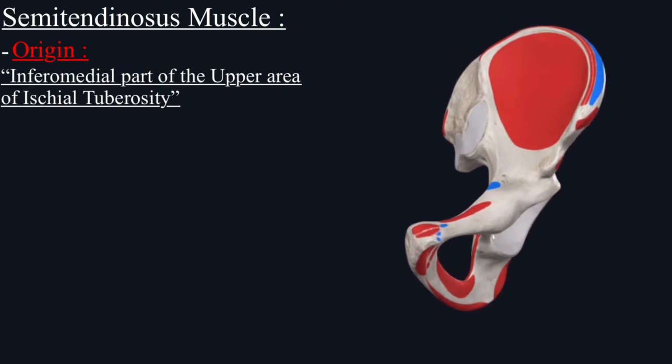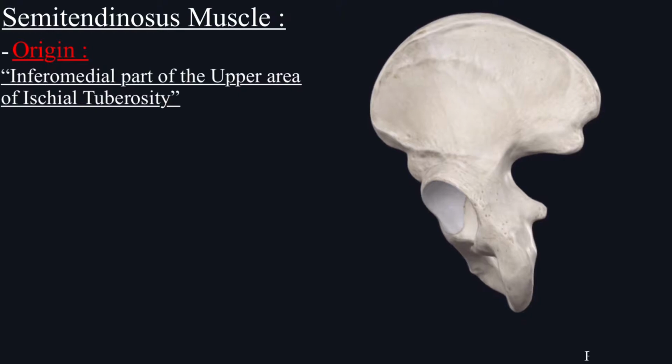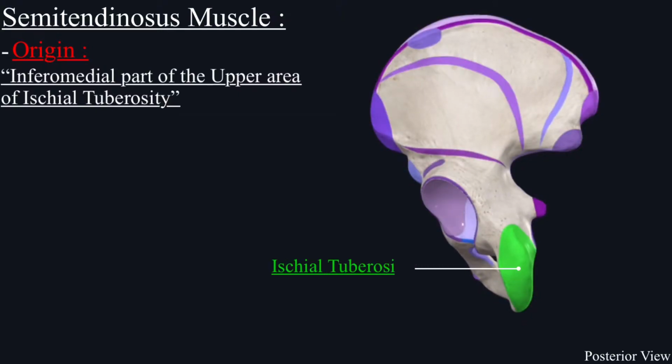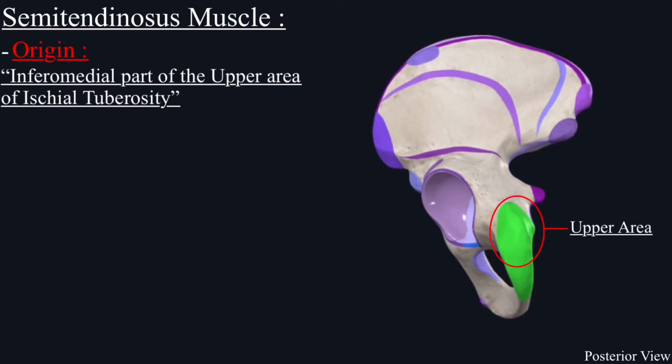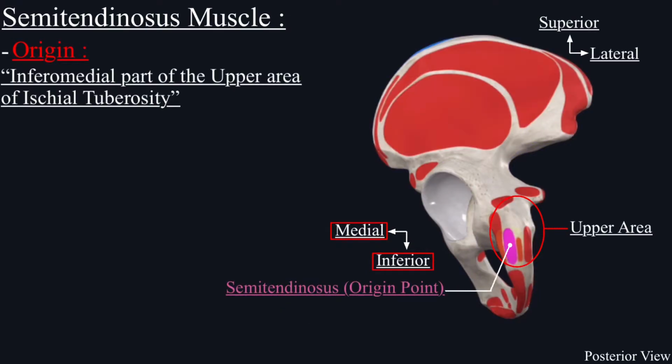This is an isolated hip bone in posterior view. This is the ischial tuberosity. This is the upper area of the ischial tuberosity, and below is the lower area. And from the infero-medial part of the upper area originates semitendinosus muscle, and close to it originates the long head of biceps femoris muscle.